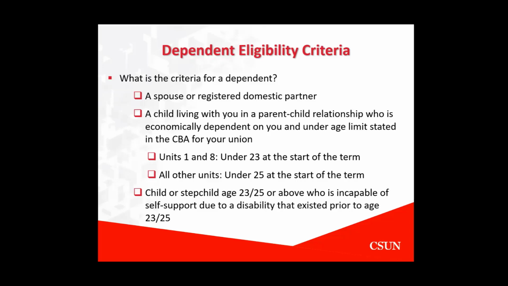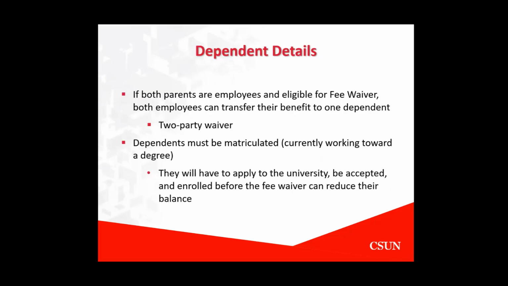A child or stepchild, age 23 or 25 or above, who is incapable of self-support due to a disability that existed prior to age 23 or 25, may also be eligible for the benefits. And again, if you have any questions on the specific criteria, you can email me, feewaiver@csun.edu, and I'll be happy to go over that with you.